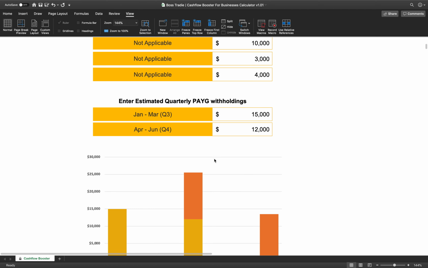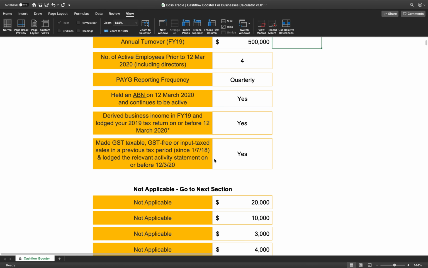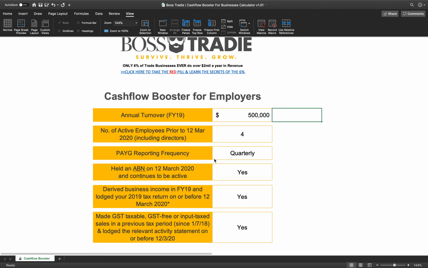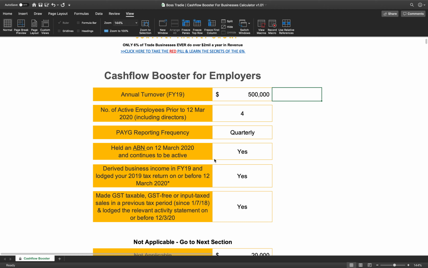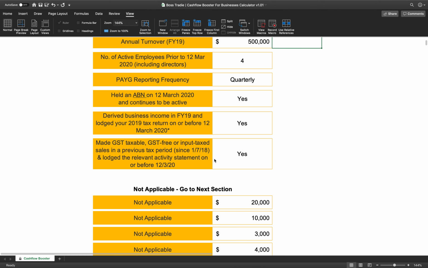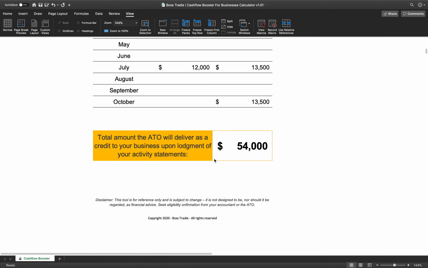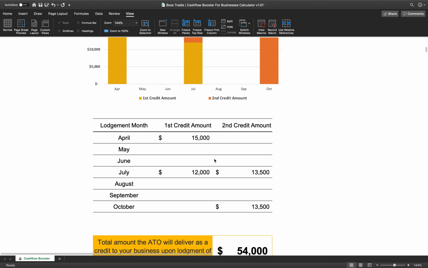Now, coming out in the next few days, we've got version 1.2 of this. And what is that, you wonder? So version 1.2 is going to calculate all of the new incentives that have come out since the Cashflow Booster, being the JobKeeper payment. There's the apprentice incentive. You get compensation for having apprentices where they will cover up to 50% of their wage. And then also there's the instant asset write-off of up to $150,000 for assets that you purchase during the rest of the 2020 financial year. So it's going to do all of that for you, and then even more.